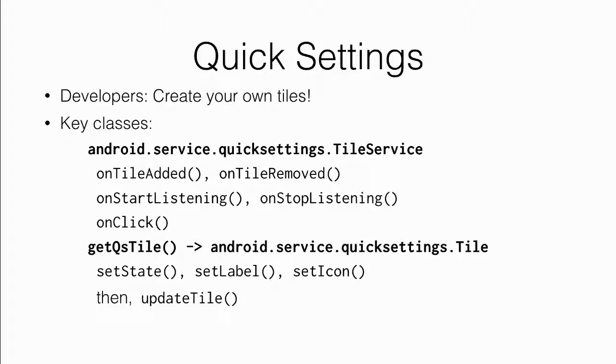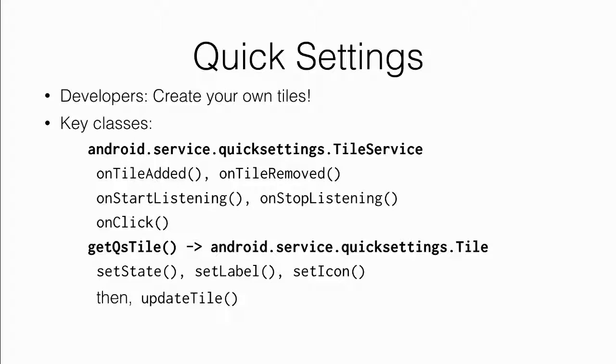When you call getQSTile, you get a pointer to the tile object, which actually holds all your state and lets you do things like change the icon, change the label, go into and out of an active state, which lets you dim it or not dim it based on whether that resource is available. And then once you make all those changes, please don't forget, call update tile.